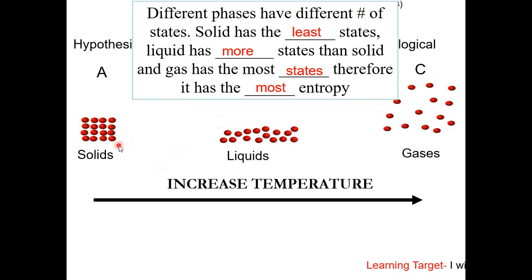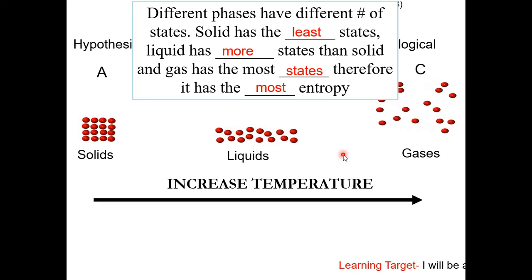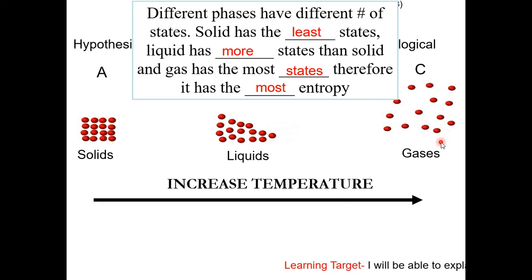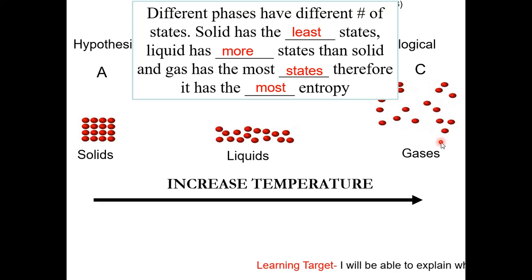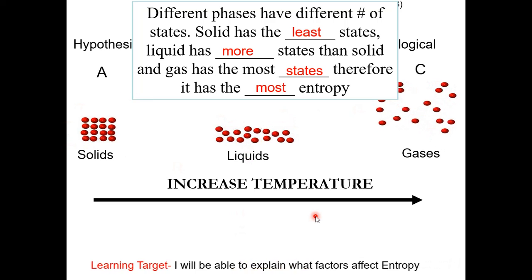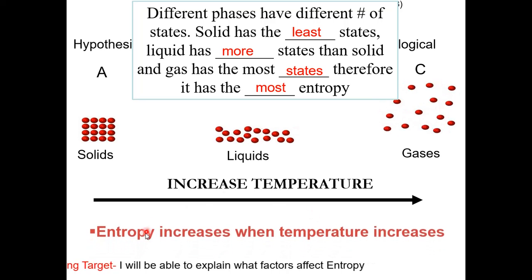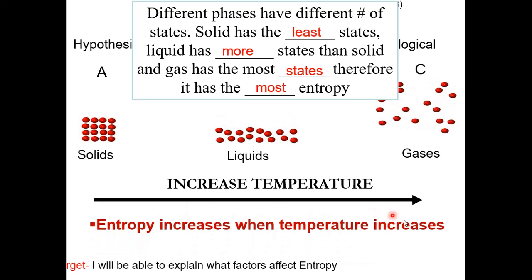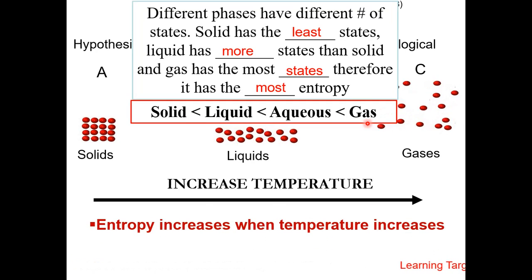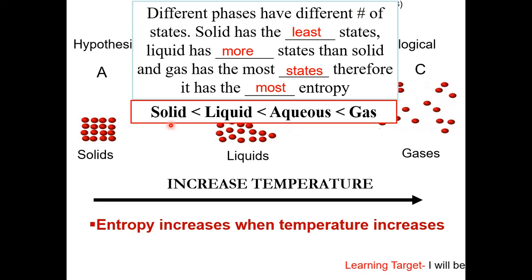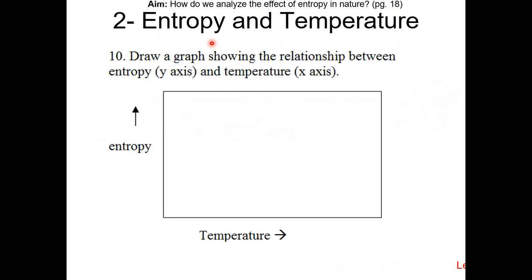To go from a solid to a liquid to a gas, you must add energy or increase temperature. That's why gas has the highest average kinetic energy compared to liquids and solids. So the relationship between entropy and temperature is a direct one. Entropy increases when temperature increases. So gas has the most entropy, then aqueous, then liquids, then solids. So entropy and temperature have a direct relationship.